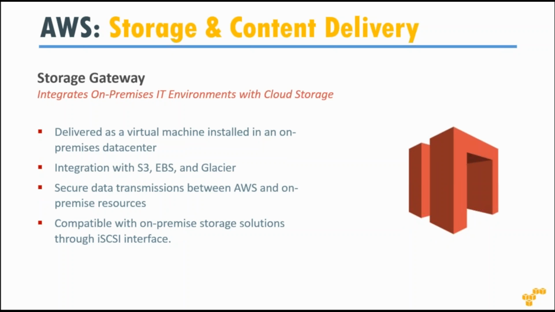Storage Gateway. This is a very, very interesting service Amazon has announced. For this service, I would rather go with this text. This is a very nice text to explain this service. It integrates your on-premise IT environments with cloud storage. Typically, Amazon gives you a virtual machine image that gets installed on your on-premise data center, and through that machine you can configure S3 storage or AWS storage or Glacier storage. In other words, from your on-premises, you can take a backup and store it in the cloud.